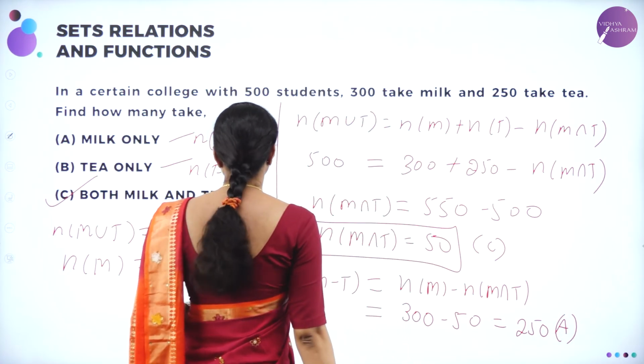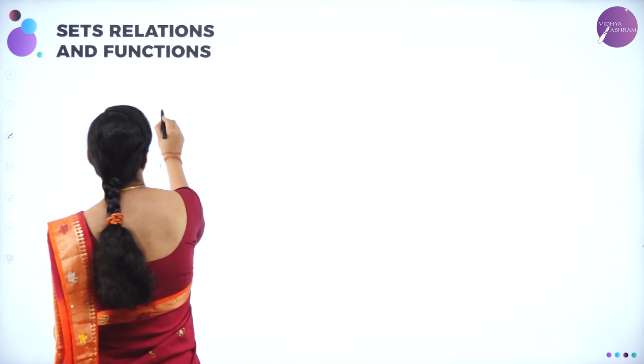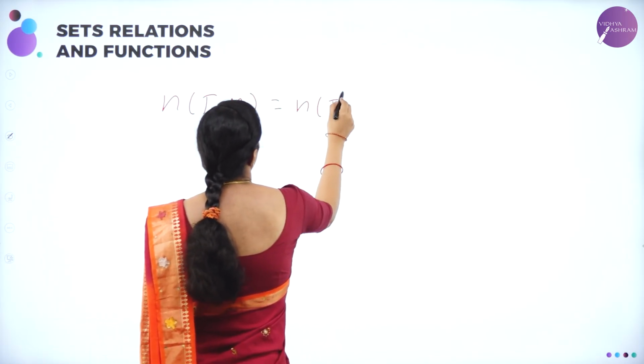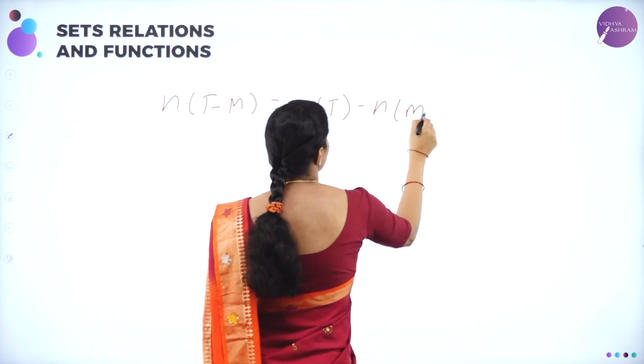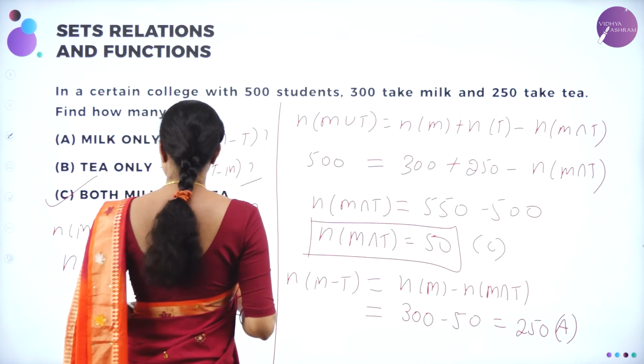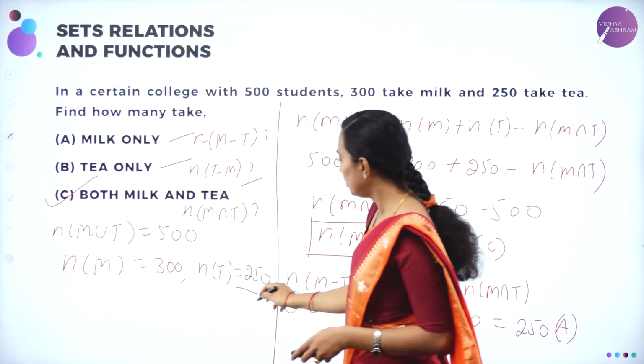So next we will be moving on to N of T minus M. What is N of T minus M? N of T minus N of M intersection T. Correct? So the answer you are going to get, N of T is what? N of T will be equal to 250.